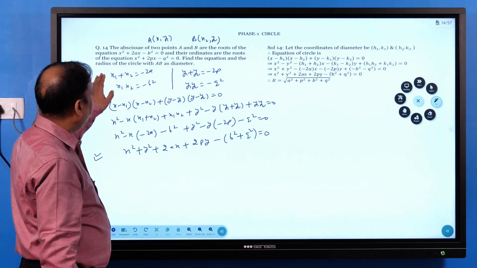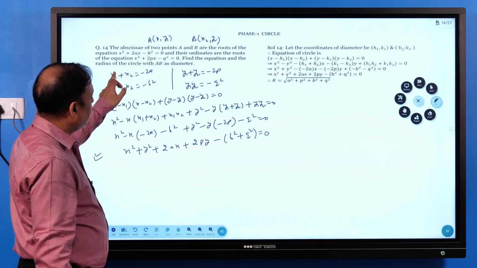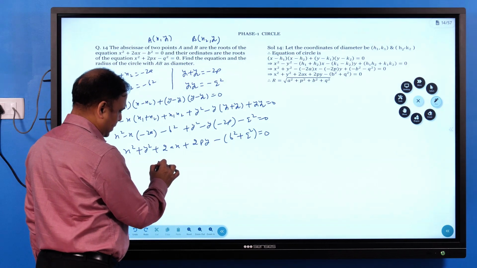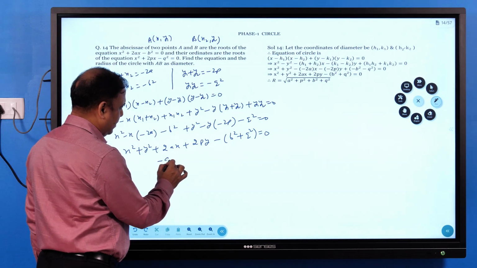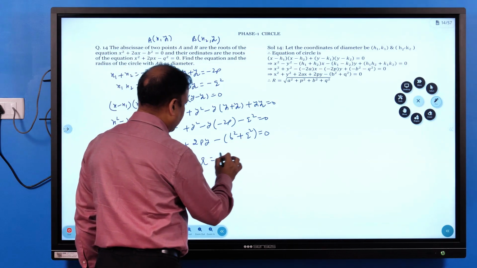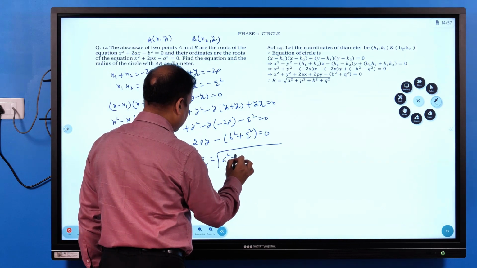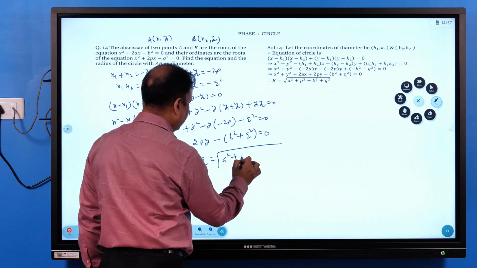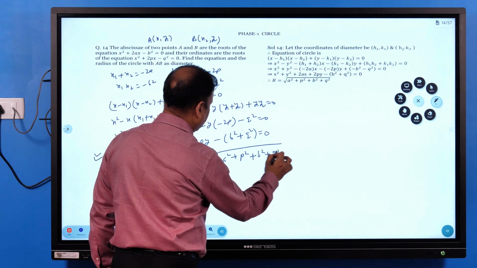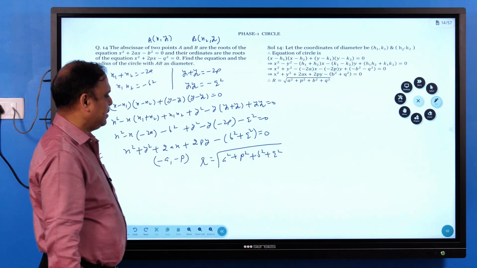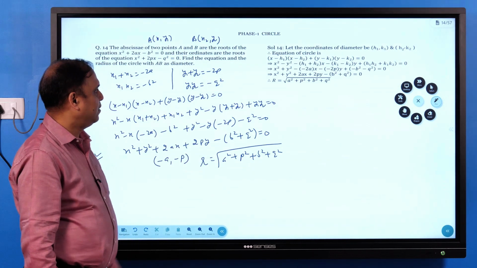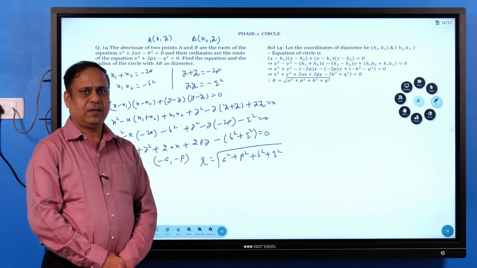So he is asking to find the equation of the circle and the radius. So how much will the radius be? Center is minus a comma minus p. This is the center. Radius is equal to the square root of g square plus f square minus c, that is a square plus p square plus b square plus q square. So this will be the center, this is the radius, and this will be the equation of the circle. That completes the question. Thank you.